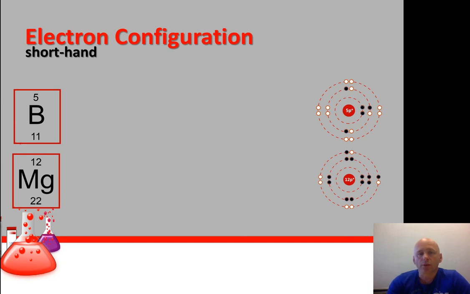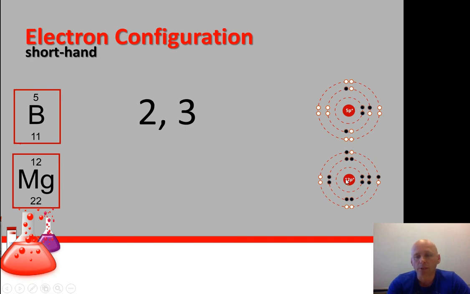You can also do electron configuration. You can do a sort of a shorthand version of it, and I'll show you here. We've got boron, 5 protons, 5 electrons. This is what it looks like. We've got 2 electrons in the innermost energy level and 3 in the second energy level. So we can write this as 2, 3. It's a lot easier than drawing a diagram.